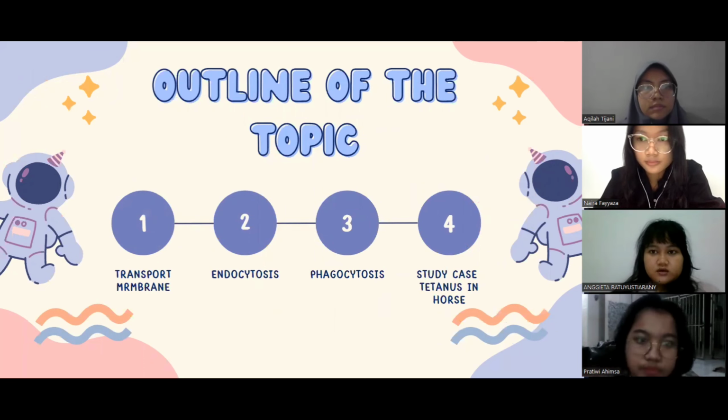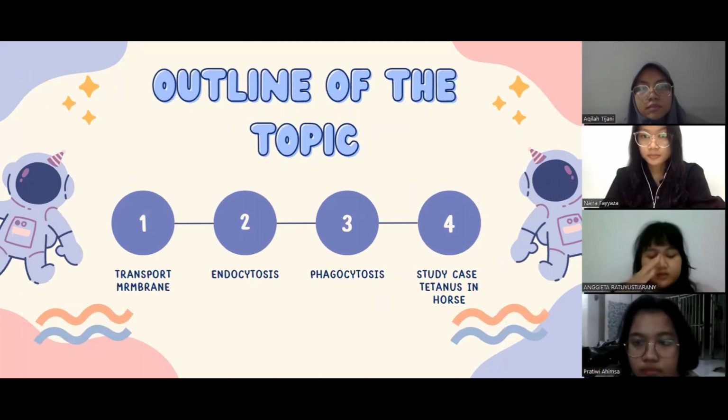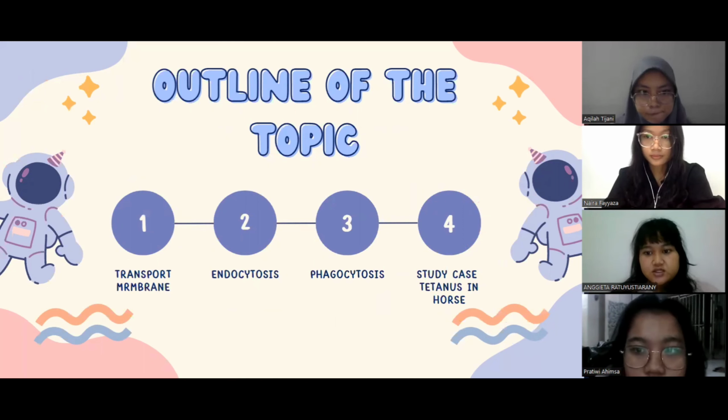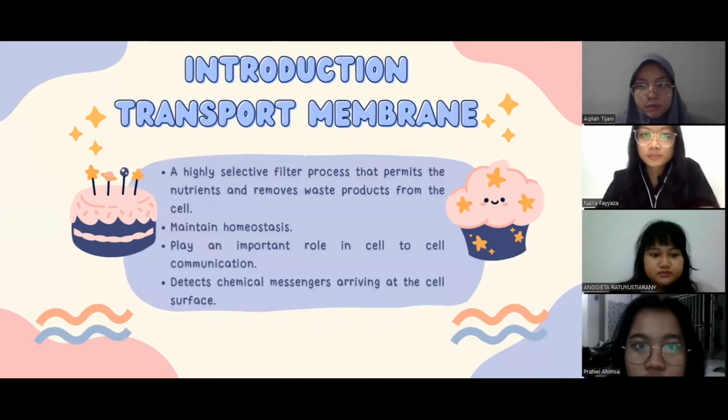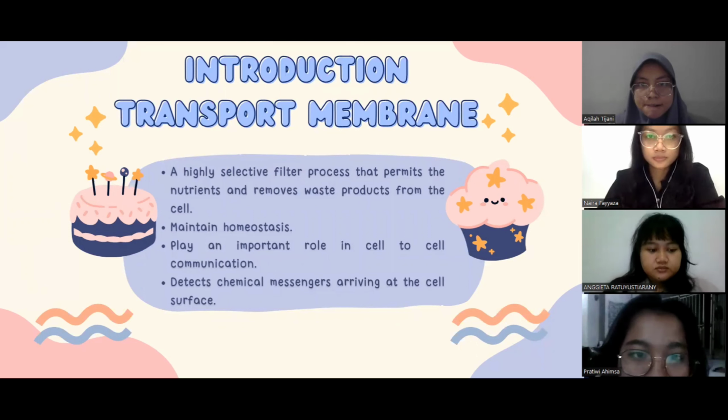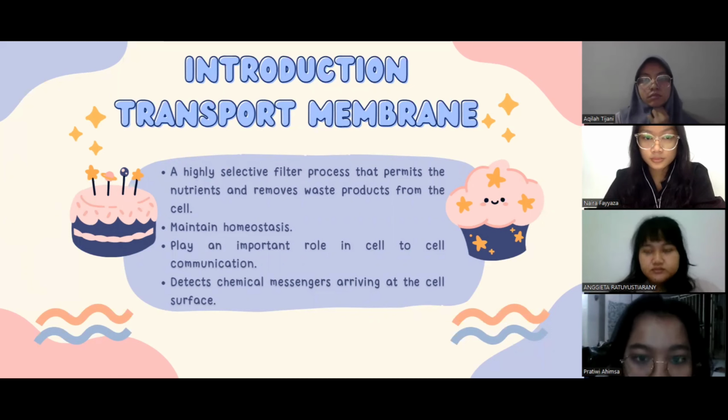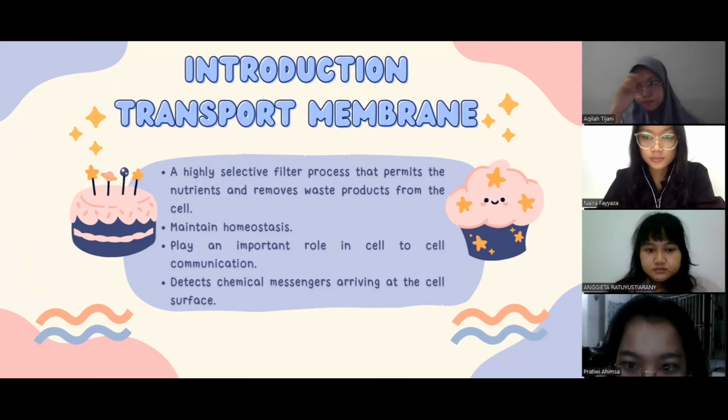Okay, the outline of the topic: the first is about membrane transport, and the second is about endocytosis. The third and fourth are phagocytosis and the case study about tetanus in horse. First of all, the introduction to membrane transport. Membrane transport is a highly selective filter process that protects the nutrients and removes waste products from the cell. It is used to maintain homeostasis, plays an important role in cell-to-cell communication, and detects chemical messengers arriving at the cell surface.